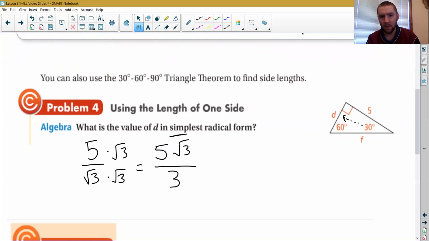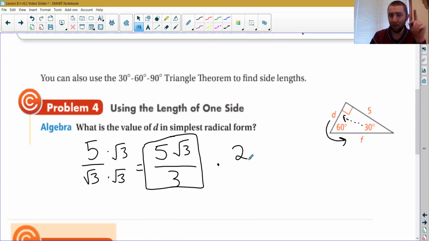So this is the value of, or the length of, that shortest leg. This is the length of d in simplest radical form. Okay, so now that I know that, what can I do with this value to then get to the hypotenuse? Well, I'm supposed to take the shorter leg and multiply it by 2, right? Take the shorter leg, multiply it by 2. So what I should do is just multiply this by 2.